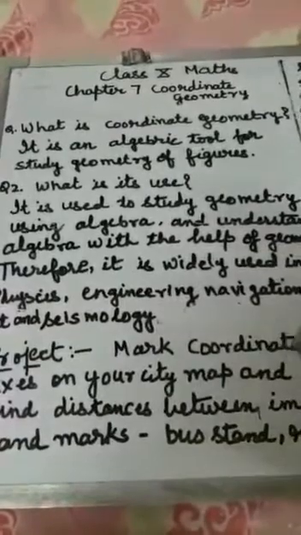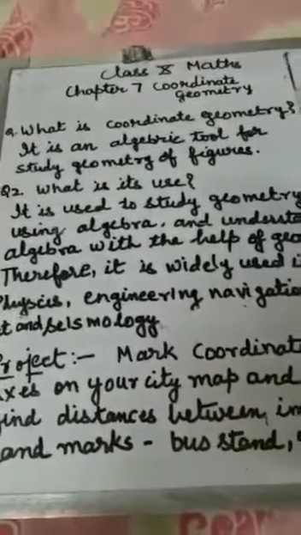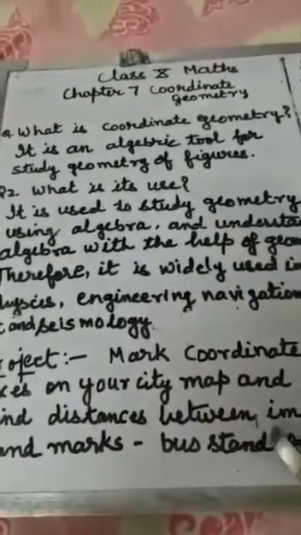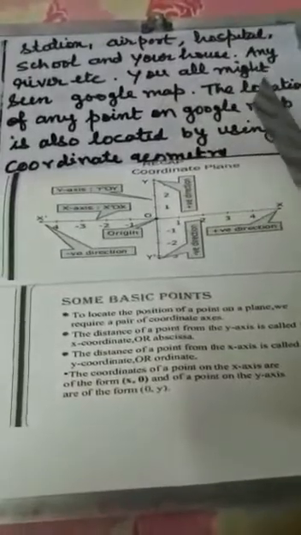Now first we will make a project. Mark the coordinate axes on your city map and find the distance between two important landmarks such as bus stand, bus station, railway station, airport, hospital, school, your house, any river, etc. You all might have seen Google Map, and the location of any point on Google Map is also located by using coordinate geometry.